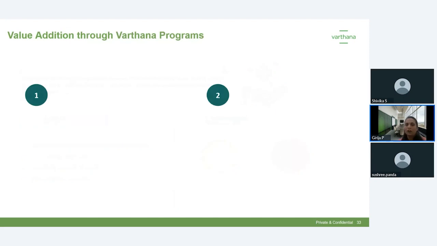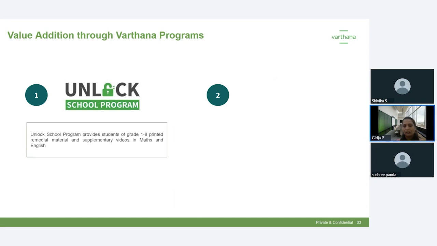So the first program we have is the Unlock School program. Every year we have students who are facing learning loss, especially since it has increased after COVID. Schools have been doing this. I'm pretty sure all schools are trying to cater to this need, these various teaching styles. But if you opt for the Unlock School program, we are offering printed learning materials and supplementary videos for the subjects English and Math.